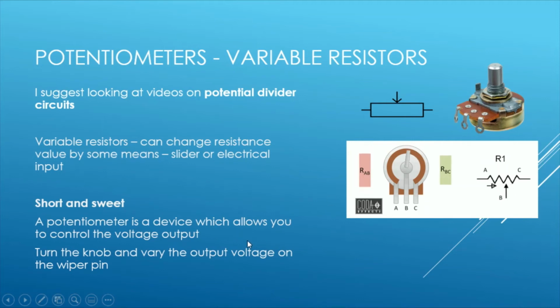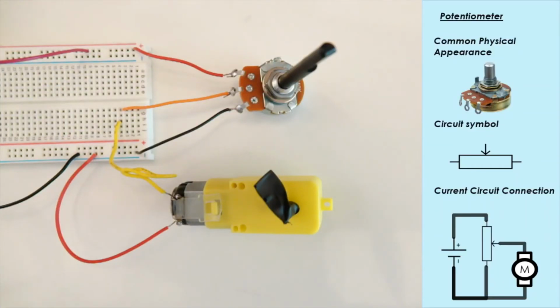So we can change how much voltage is flowing through, and we've got 3 legs, A, C, and B. Usually one side will be A, where you connect one side of your power supply. C will be your negative or ground, and then B will be your middle leg, or your slider, which is your output. So we turn the knob, and we vary the output voltage on what we call the wiper pin, which is the one that slides along, it wipes across. It has those 3 pins, the positive, the negative, and the wiper.